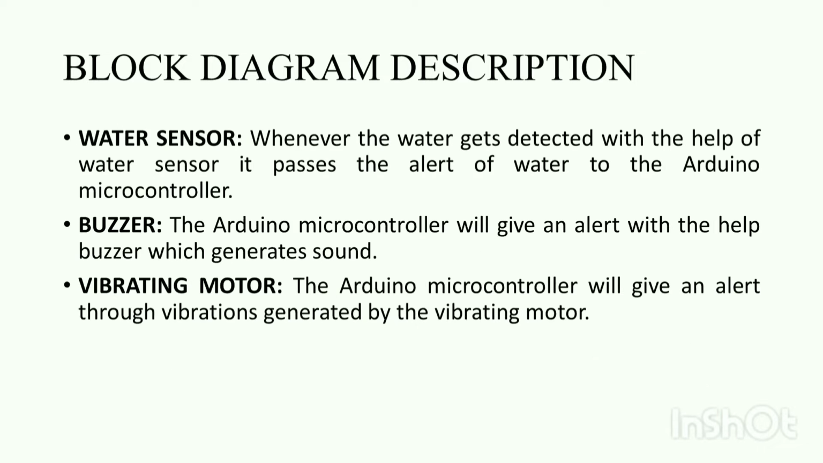And the next one is the water sensor. Whenever water is detected with the help of the water sensor, it passes the alert of water to the Arduino microcontroller. Coming to the buzzer, the Arduino microcontroller will give an alert with the help of the buzzer, which generates sound. And the last one is the vibrating motor. The Arduino microcontroller will give an alert through vibrations generated by the vibrating motor. This is all about the block diagram and description.